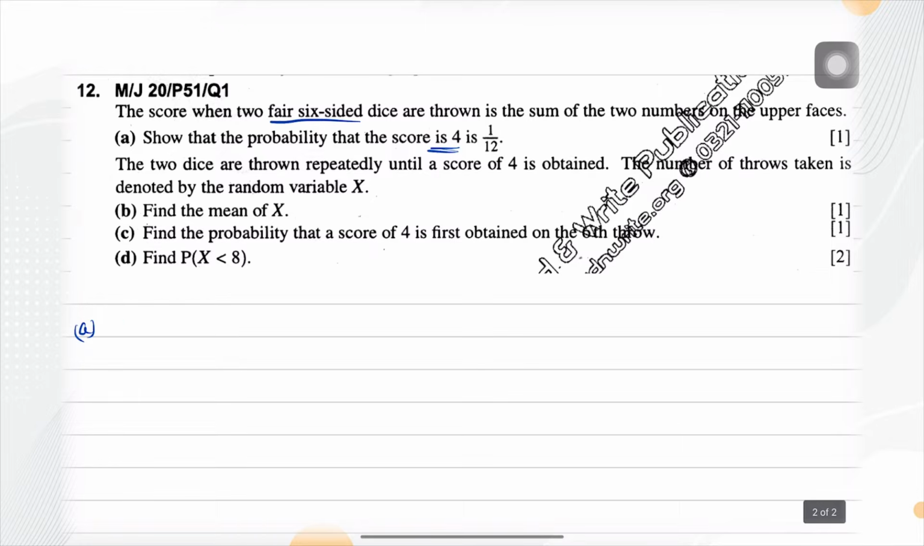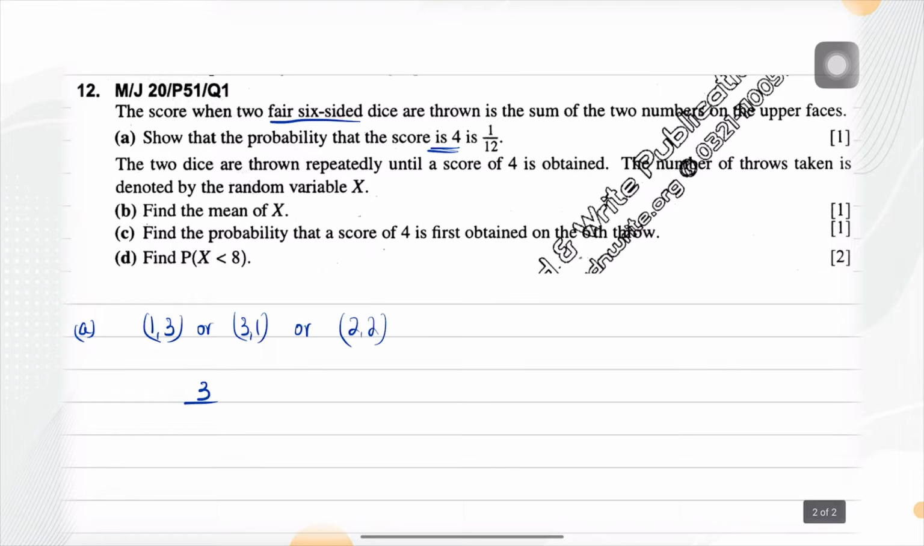So what are the ways in which the sum 4 can come? 1 3, okay, and what else can there be? 3 1 or 2 2, okay. So altogether, how many ways can we get a 4? We can get it 3 ways, okay. Now what about the total outcomes?